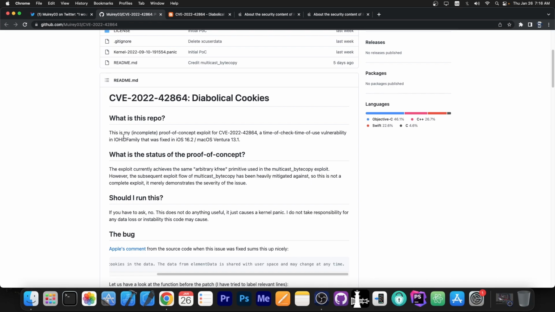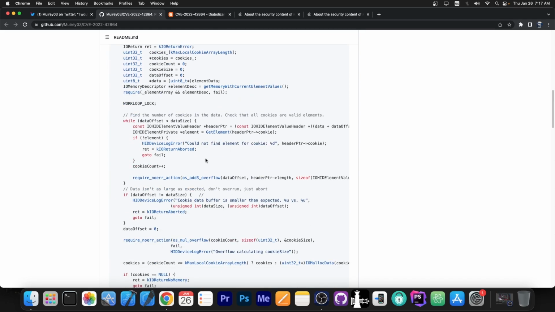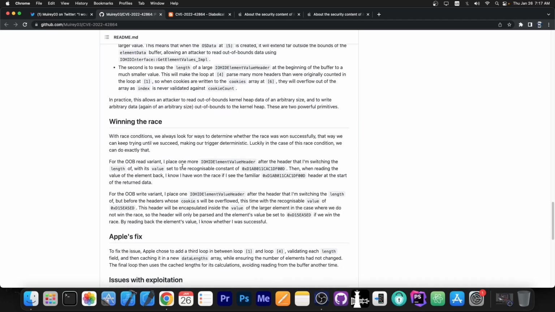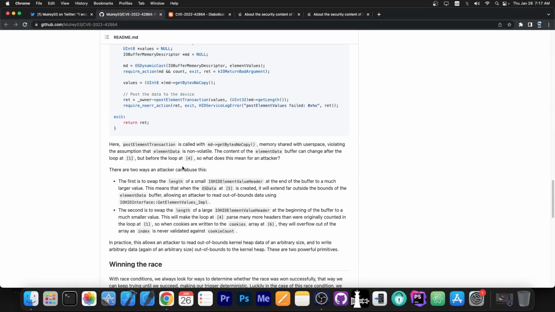It says, quote, "This is my incomplete proof of concept exploit for this vulnerability, a time-of-check, time-of-use vulnerability in IOHIDFamily." So what's the state of this proof of concept? It says that the exploit currently achieves the same arbitrary kernel read/write primitive used in the multicast_bytecopy exploit, which is nice. However, the subsequent exploit flow of multicast_bytecopy has been heavily mitigated against, so this is not a complete exploit. I looked into this a lot and tried to understand what it could be useful for, and it turns out that it might be usable if we can find a good target.